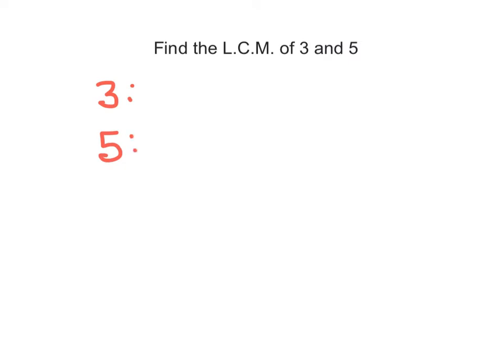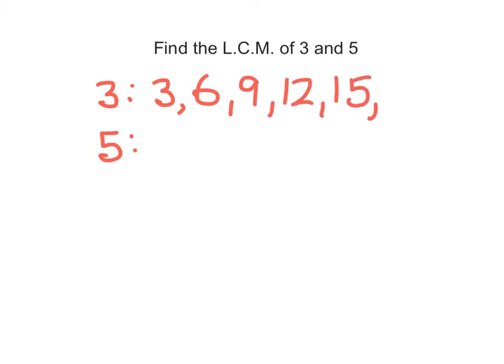All right, starting with 3 times 1. So 3 times 1 is 3. That's the first multiple of 3. Then 3 times 2 is 6. 3 times 3 is 9. 3 times 4 is 12. 3 times 5 is 15, 3 times 6 is 18, etc. All right?